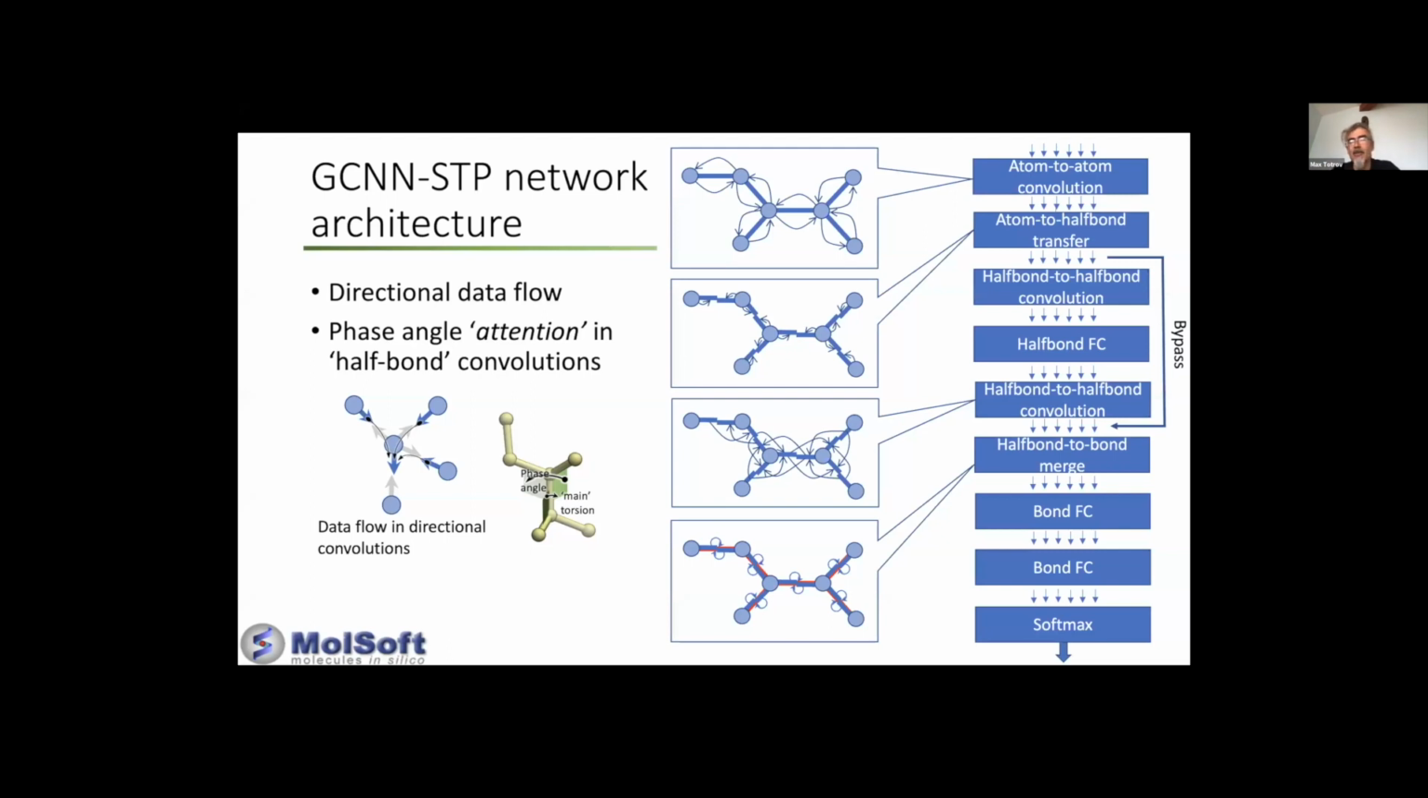You also want to somehow incorporate things like chirality, and that required us to introduce something similar to what is now known as attention in transformer networks, where you weight certain signals according to some parameter. In our case, these are the phase angles around the rotatable bond. So that all led to this structure of the network that is better described in the paper. I can't really go through every layer here, given the time.